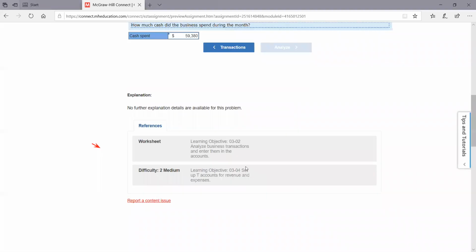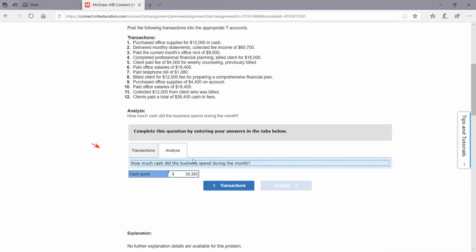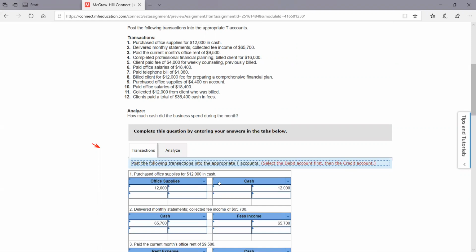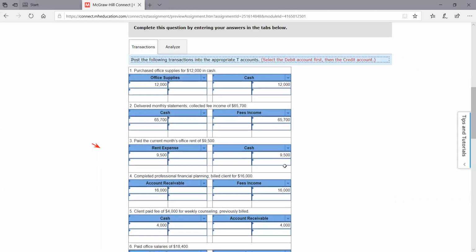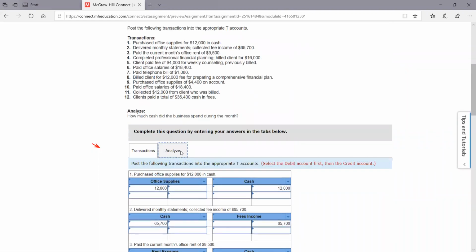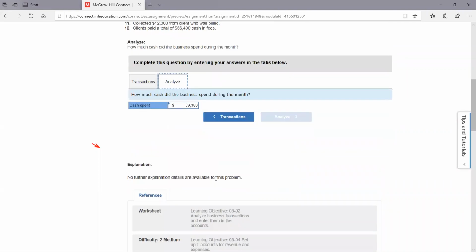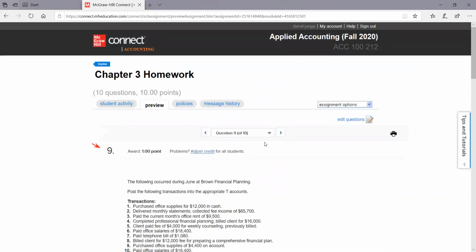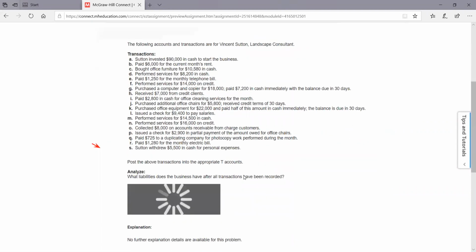And then you just have to get to the analyze part, and you don't know how much cash did the business spend during the month. They say $59,380, and then you just have to go to all your cash and add all those up, and you should be able to come back to that $59,380. I think that's it. All right, that's 9, and the last one, number 10.